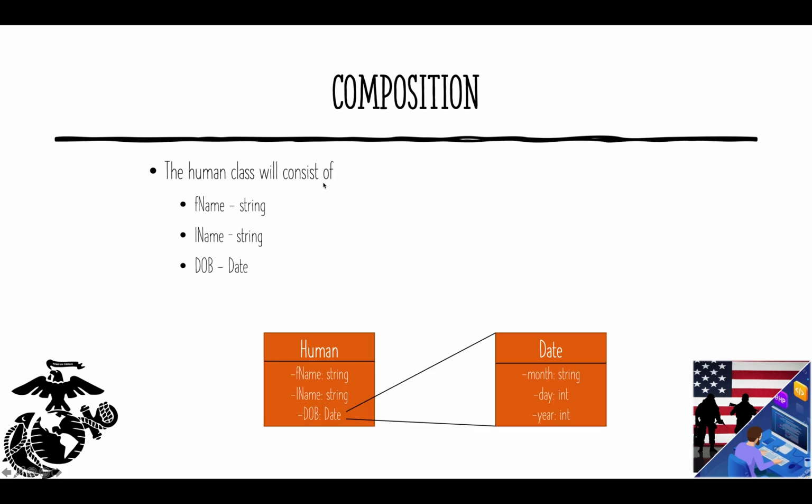The human class will consist of a first name, last name, and date of birth. The first two will be strings, but the last one won't have a normal primitive type, it'll have a user-defined type, which will be the date. So it'll look like this: a first name that's a string, a last name that's a string, and the date of birth, which is a date. So an entire object sits within this portion here. Instead of just holding a small string or a small int, it's holding an entire object, which it can completely do. It's a commonly used principle.